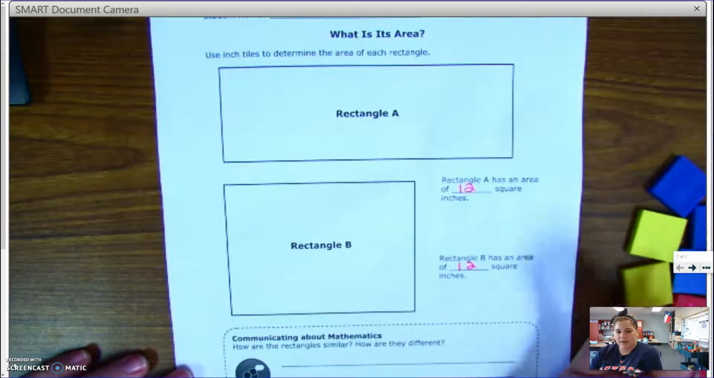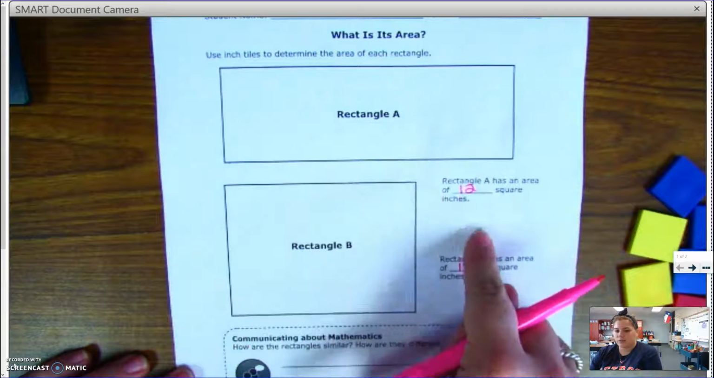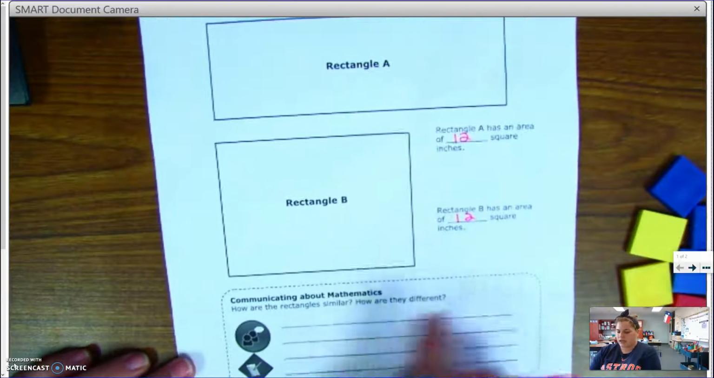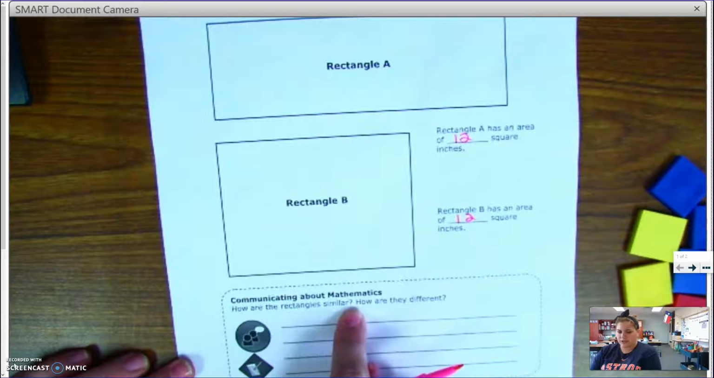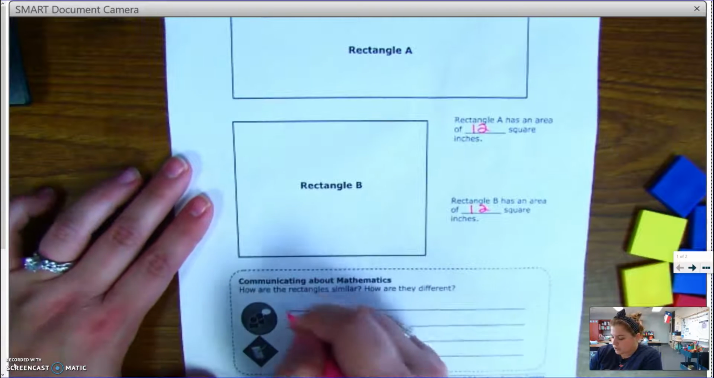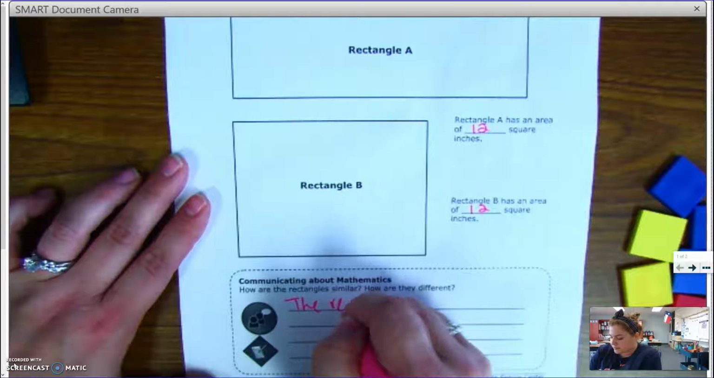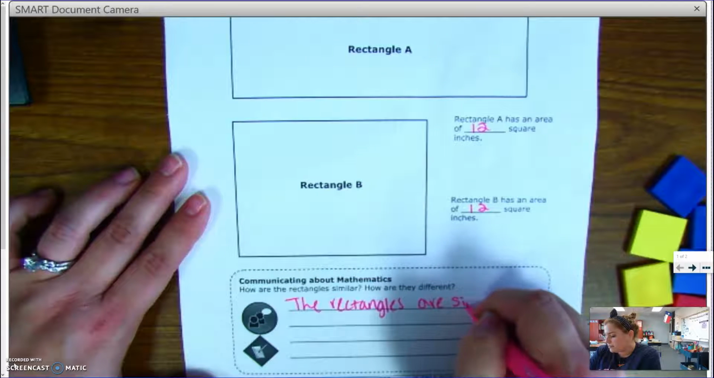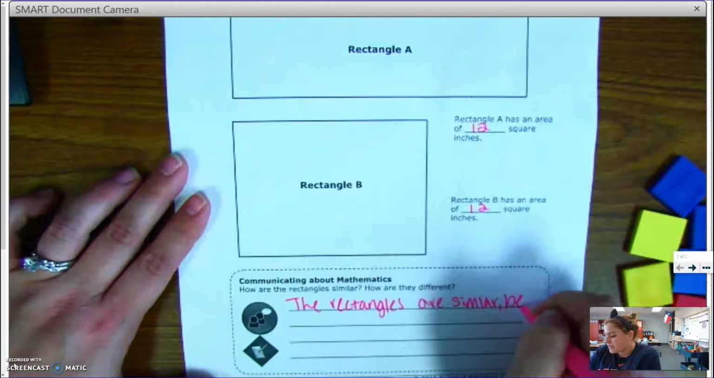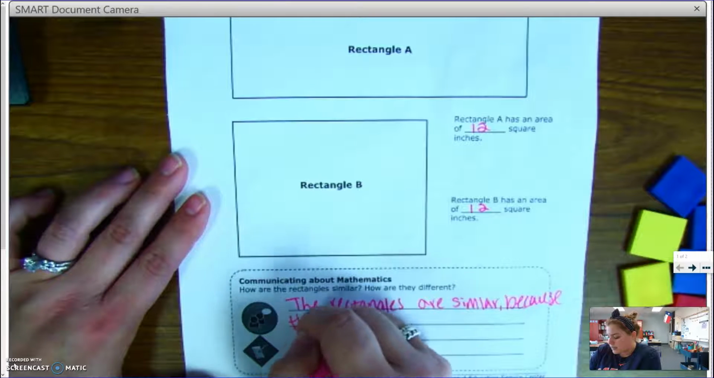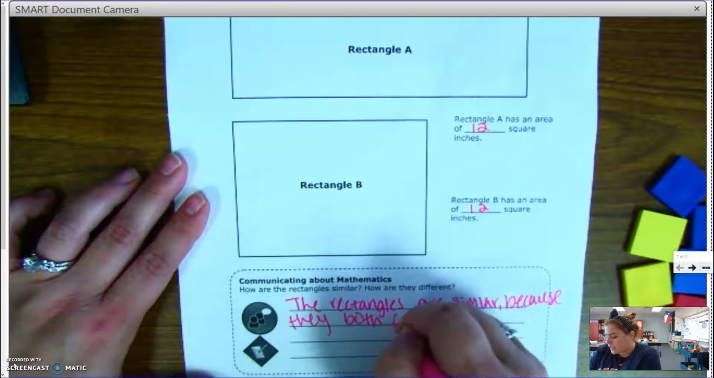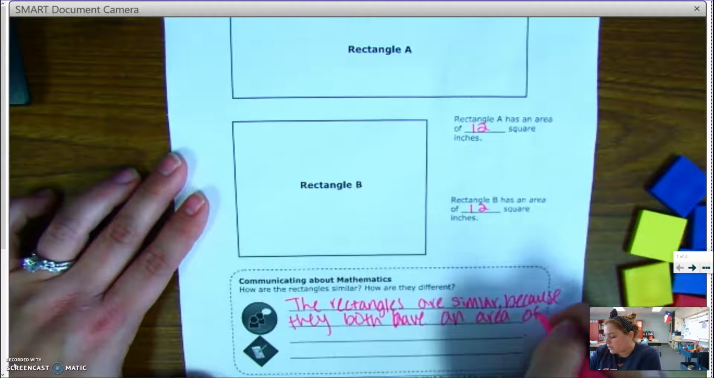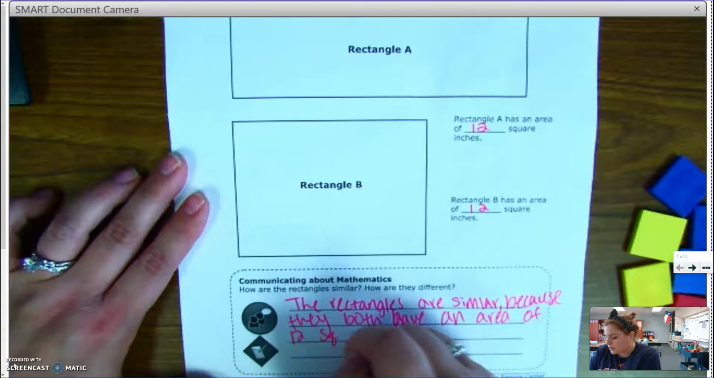Isn't that odd? Both of these rectangles have 12 square inches as their area, but they don't look the same. So it says, how are the rectangles similar and how are they different? So the rectangles are similar because they both have an area of 12 square inches.